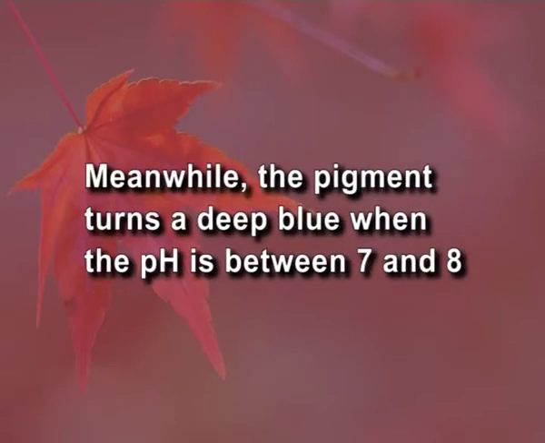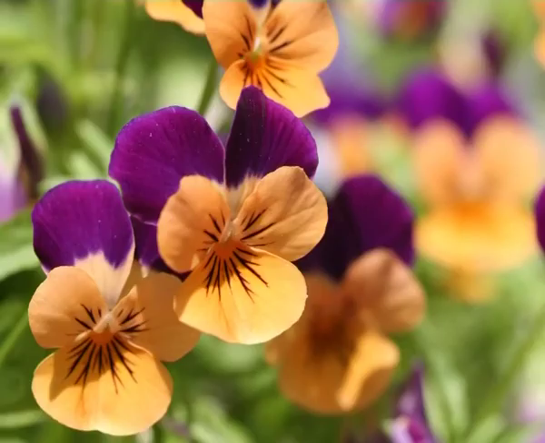Meanwhile, the pigment turns a deep blue when the pH is between 7 and 8. Further increase in pH sees the anthocyanin pigment turning from blue to green and then to yellow. Such variation in color has been attributed to structural transformation in response to changes in pH.